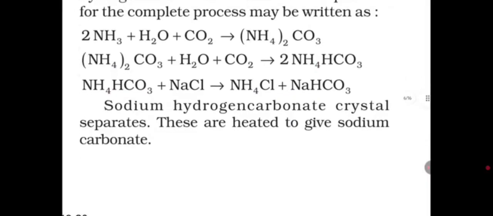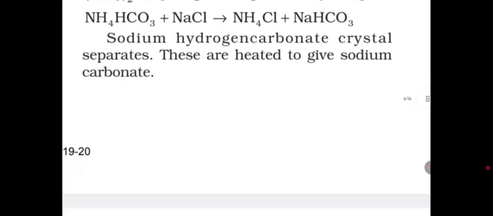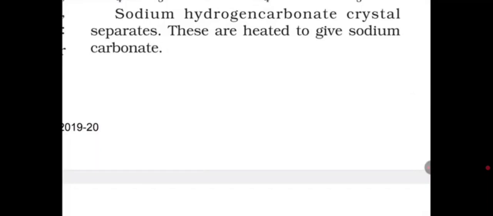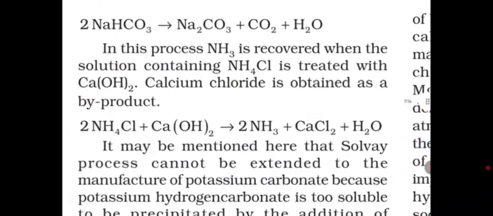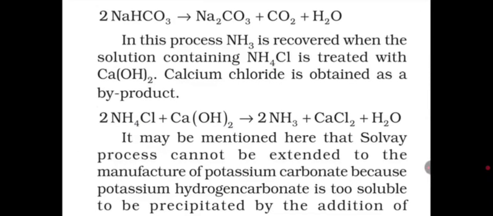The equation for the complete process may be written as 2NH3 plus H2O plus CO2 gives (NH4)2CO3. Next is (NH4)2CO3 plus H2O plus CO2 gives 2NH4HCO3. Next third reaction is NH4HCO3 plus NaCl gives NH4Cl plus NaHCO3. Sodium hydrogen carbonate crystals separate. These are heated to give sodium carbonate. Then we have 2NaHCO3 gives Na2CO3 plus CO2 plus H2O.